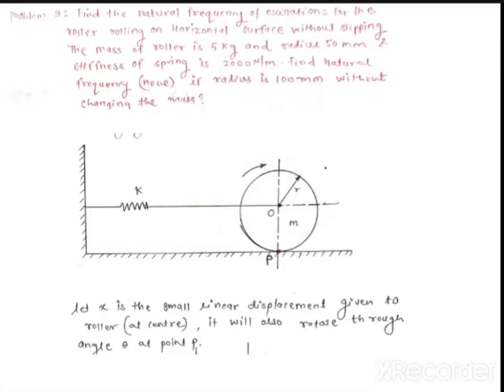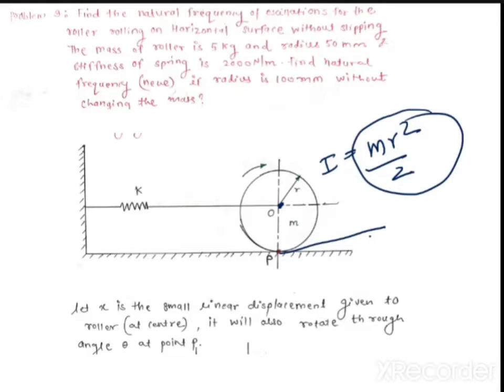Now you try to understand that I equal to mr squared by 2 is the mass moment of inertia at point O. But at point P, it is not mr squared by 2. So what is it at point P? You have to apply the parallel axis theorem to find out IP, because you have to consider IP. Why did I use IO? What is IO? mr squared by 2.